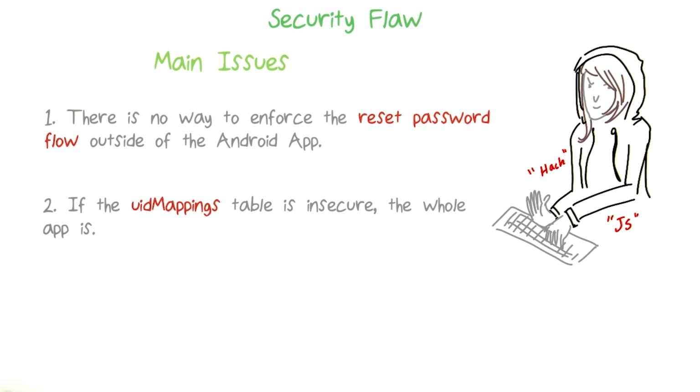So again, issue number one is that there's not really a real way to enforce our reset login flow if somebody is executing code outside of the Shopping List Plus Plus Android app. And issue number two is that with just a little bit of JavaScript code, a hacker could easily impersonate another user. And that's because our UID mappings table is currently insecure, and it's actually pretty tricky or potentially impossible to secure in our security rules.